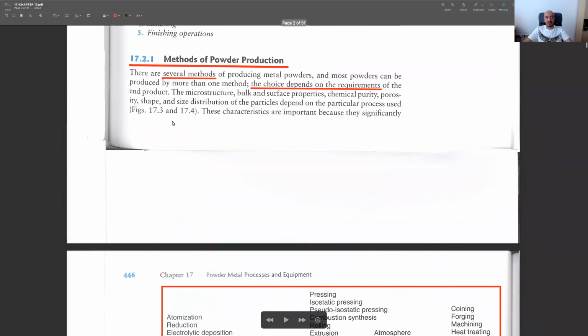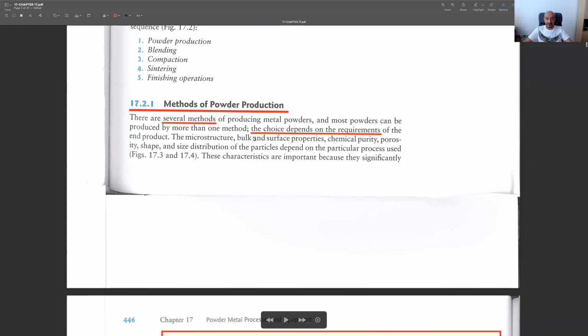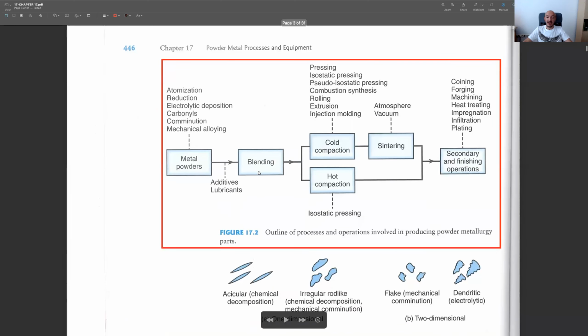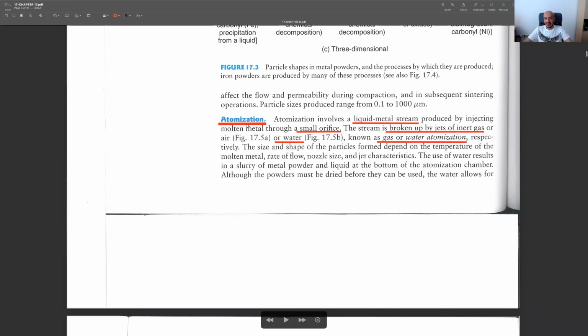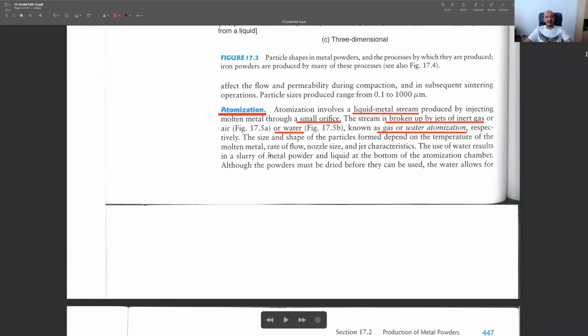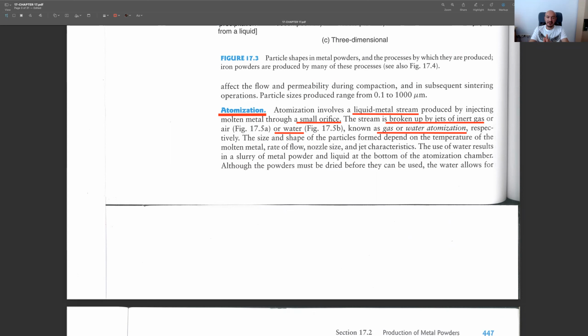Now let's go back to the production of powders. I said that there are different ways, but the most popular one is atomization. And in atomization, there are again different ways to do it. So what we do, we start with a liquid metal stream. So we need to apply obviously some heat, increase the temperature for our metal so that it's in the state of liquid.